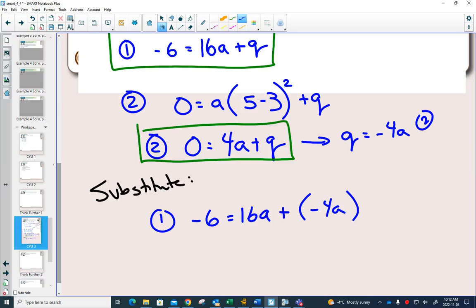And when we do substitute into the other one here, divide both sides by 12. We get a is equal to -1/2.